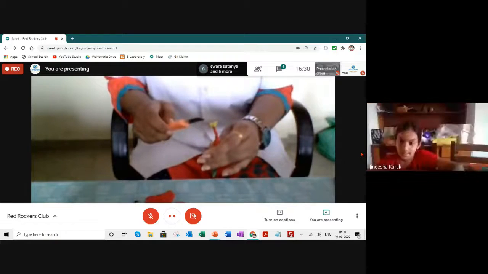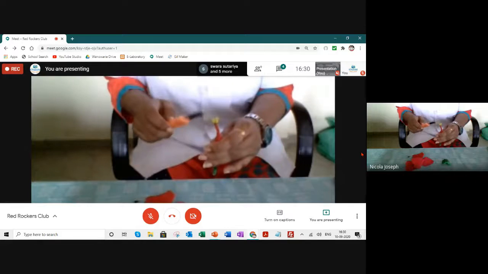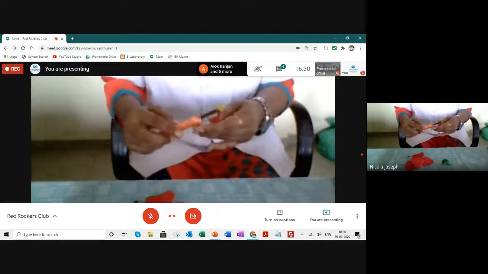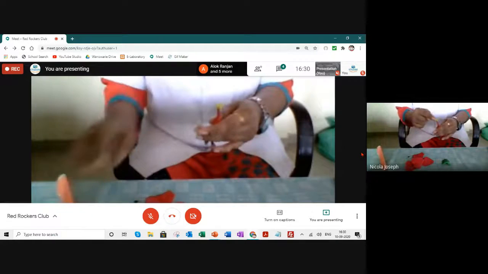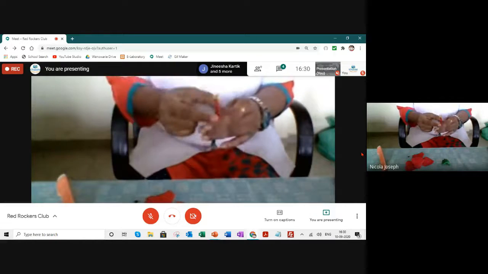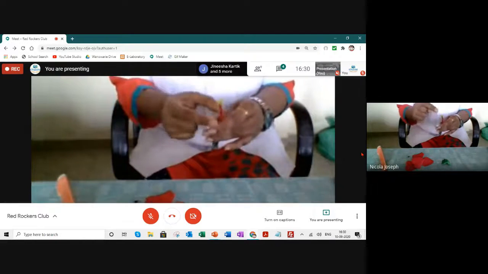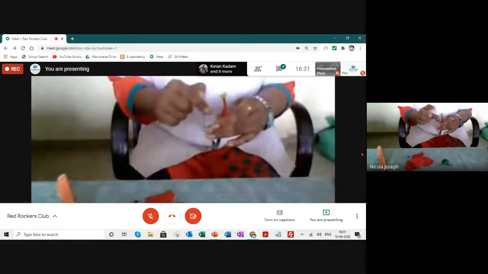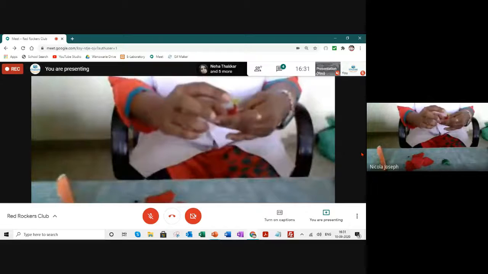Yes. The yellow colored portion is called the anther. And this portion is called the filament. This is the anther. This is the filament. And this full thing is called the stamen.